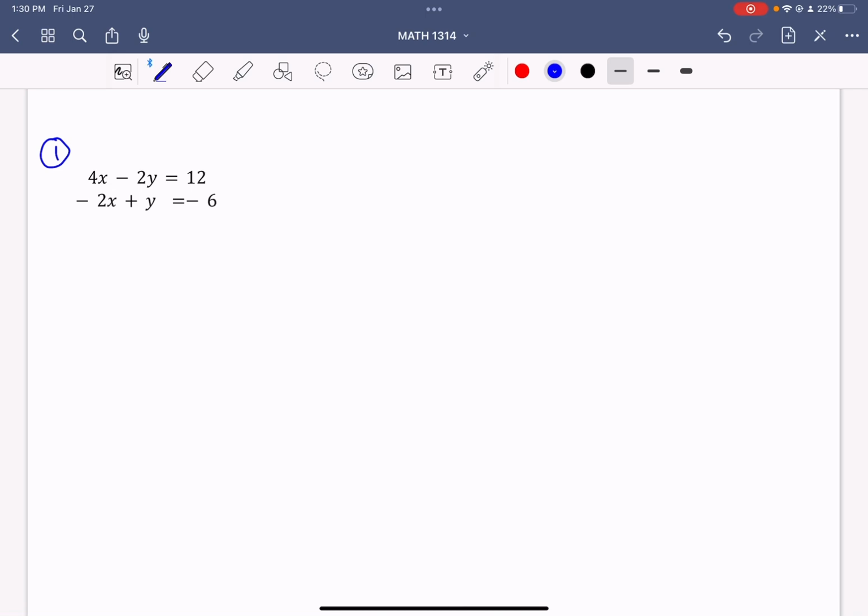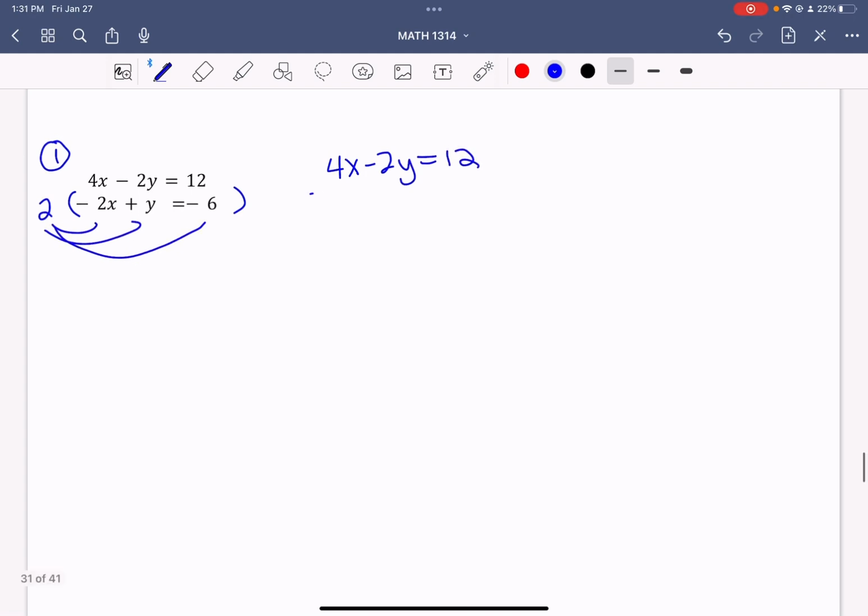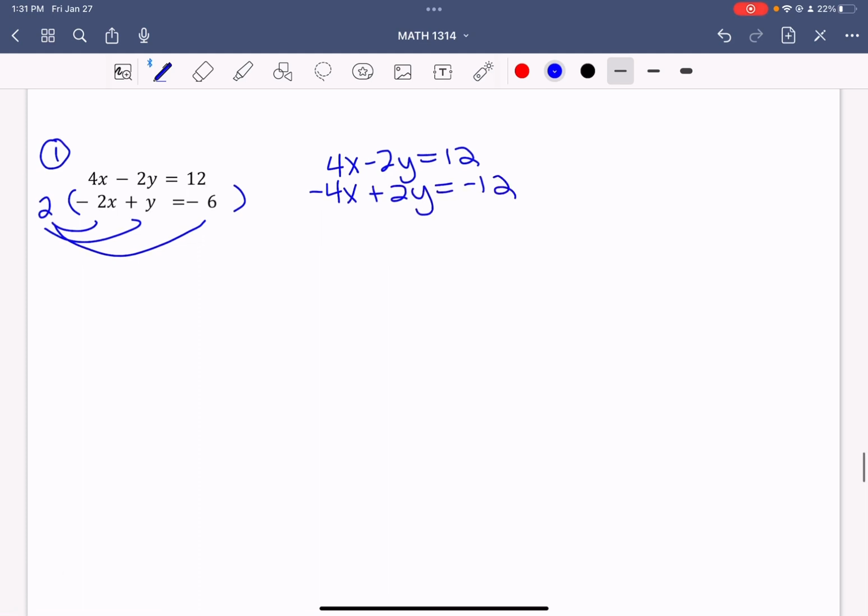So first I'm going to create opposites. I'm going to create opposites on my x's. So for 4, I would need a negative 4, so I'm going to have to multiply everything by 2. Now, as long as I multiply everything, I'm not doing anything wrong. So this gives me 4x minus 2y equal to 12. That's my first equation. When I distribute that 2 in this bottom one, I get negative 4x plus 2y equal to negative 12. Step number 2, I'm going to add these two together.